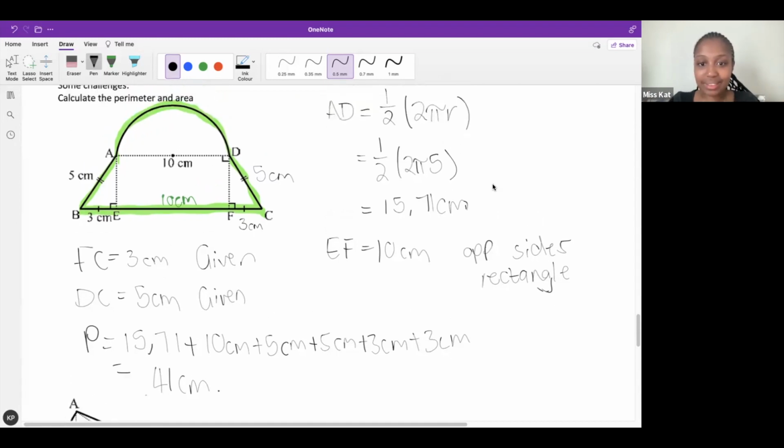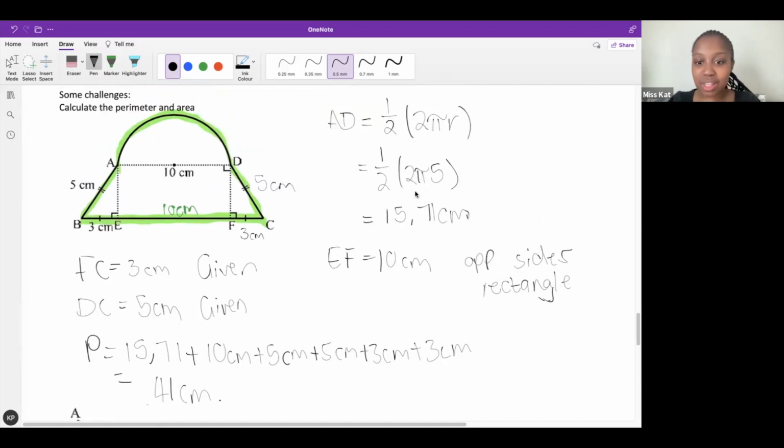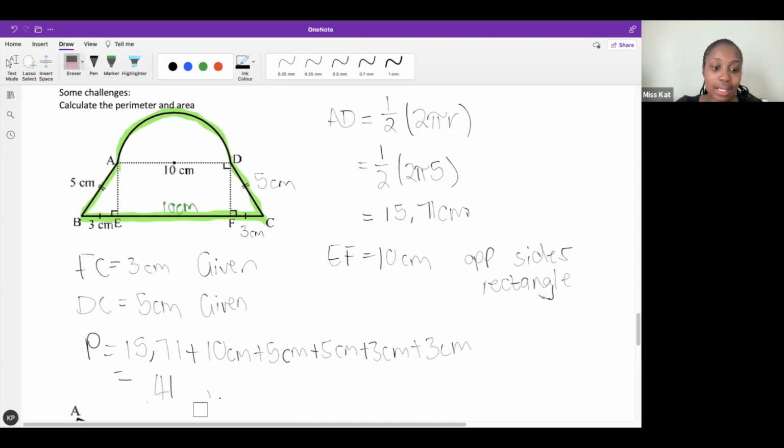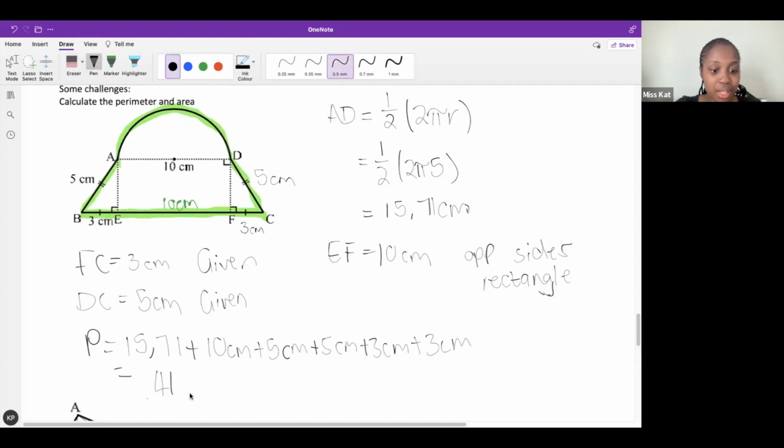Okay, are we good with the perimeter calculation? Oh, 41,71. Guys, what's with my rounding off today? 41,71 centimeters. Thank you very much. Umulemo is so focused, guys. Did not come here to play.